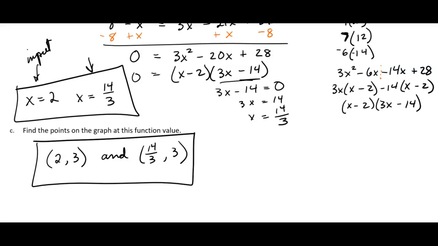So think of that input output, or x and y, or you're writing the point in terms of x, f of x. But we know what f of x is. They told us it was 3. And then there were 2 points that would get us a 3 for an output. So, all right, that was kind of a big problem. That factoring was a little tricky.